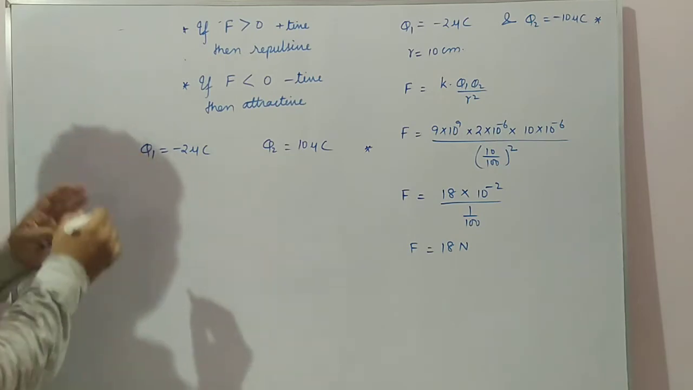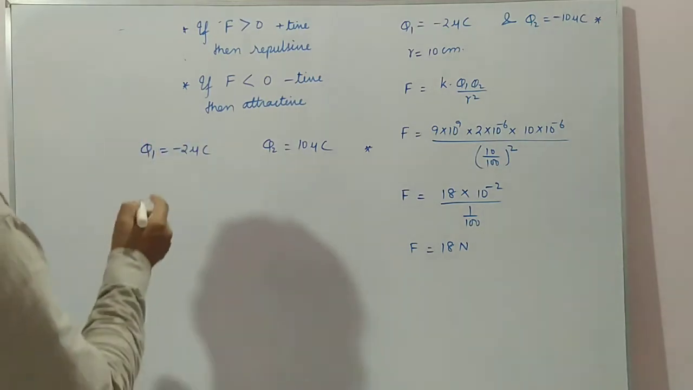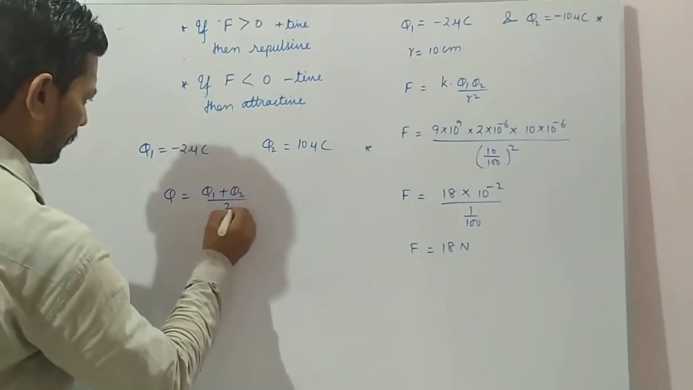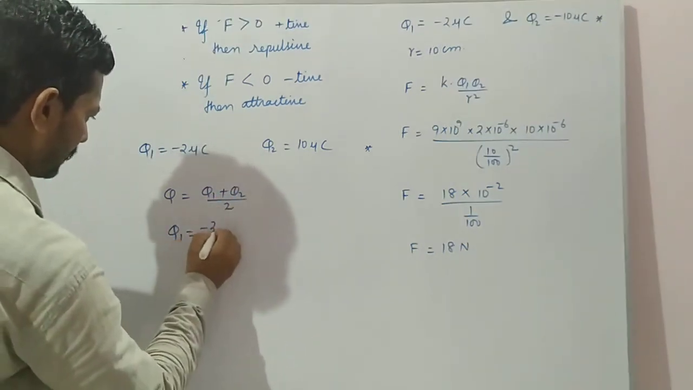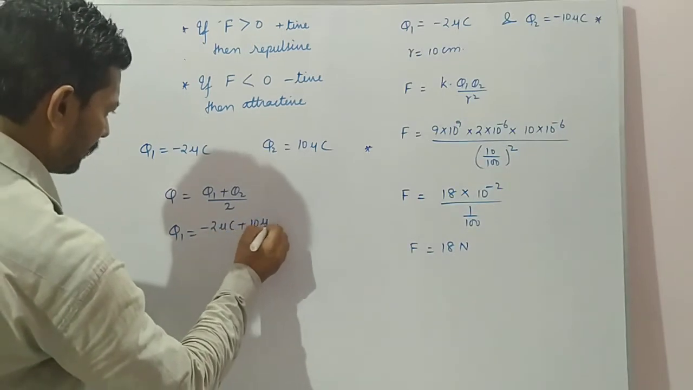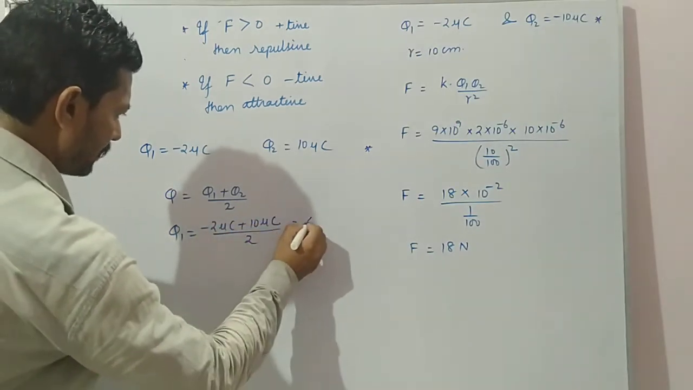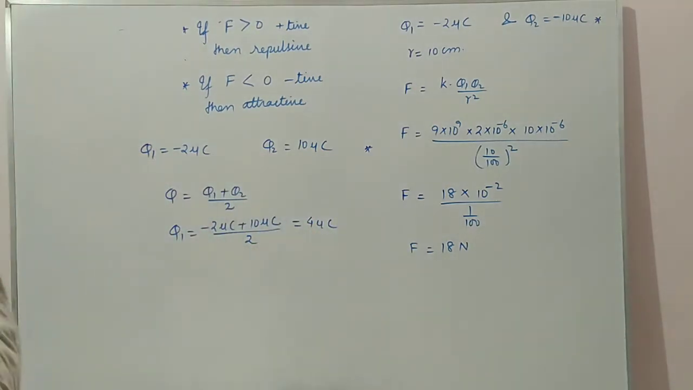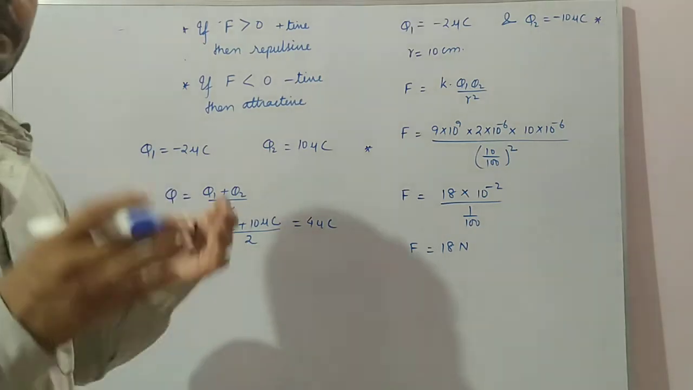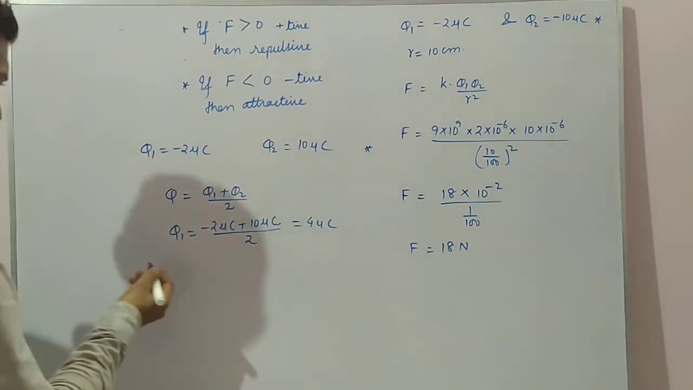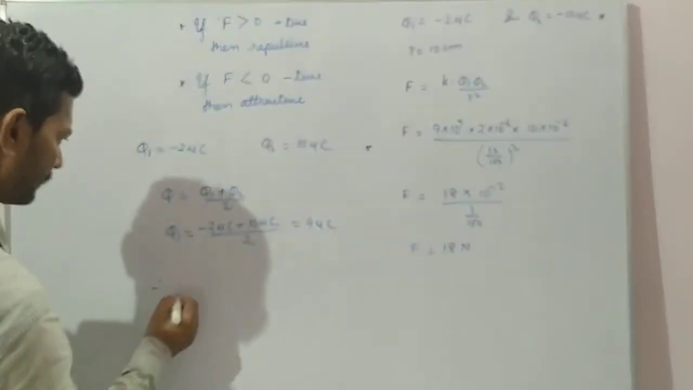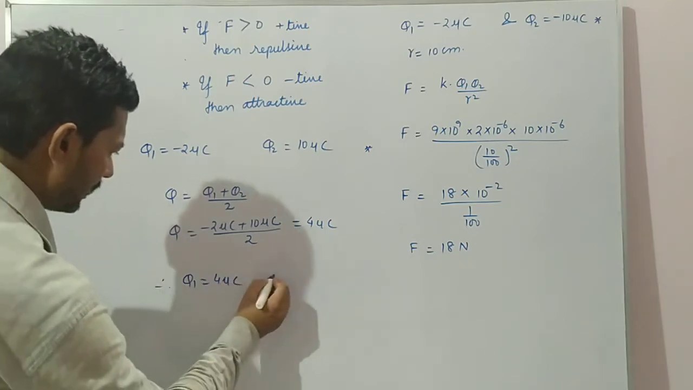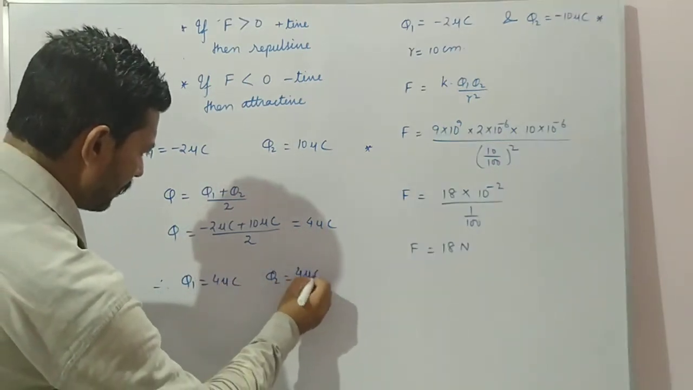Here, as they are brought in contact, Q equals (Q1 plus Q2) by 2, that is (minus 2 microcoulomb plus 10 microcoulomb) by 2, that is 4 microcoulomb. Both will share the charges as they are in contact. So Q1 is 4 microcoulomb after contact, and Q2 is also 4 microcoulomb after contact.